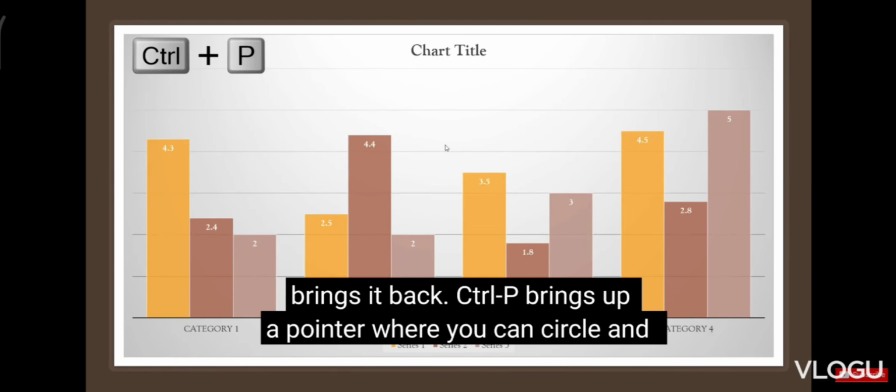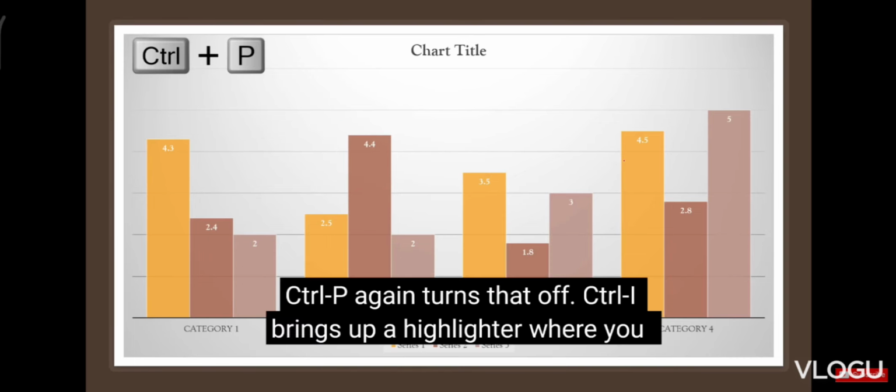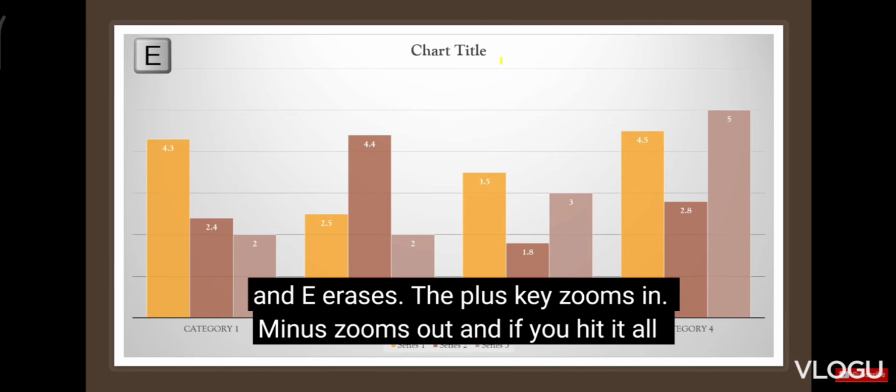Control P brings up a pointer where you can circle and draw lines and arrows anywhere in your presentation. Hit the E and it erases. Control P again turns that off. Control I brings up a highlighter where you can highlight different areas of your screen. Control I again turns that off, and E erases.